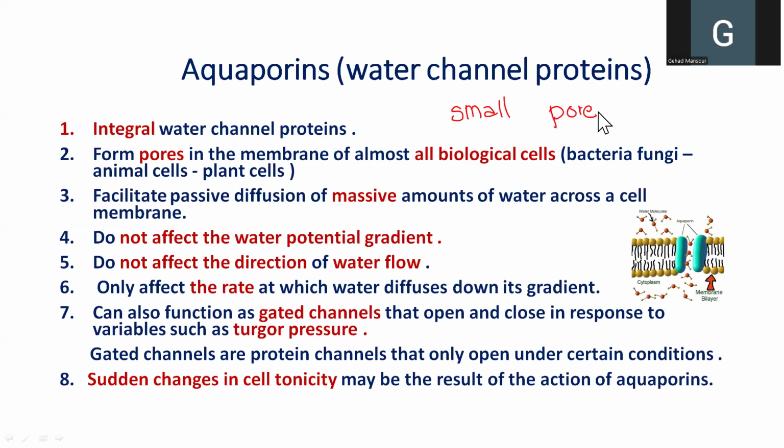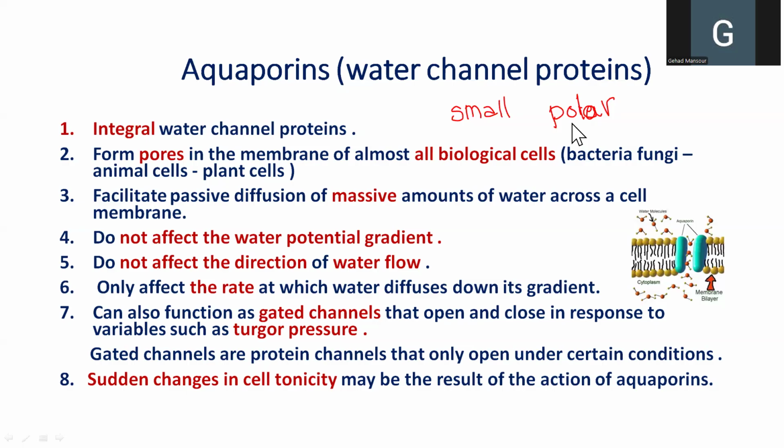So the presence of aquaporins would just increase the potential of water to pass through the cell membrane, since water molecules can pass easily because they are small molecules and they are polar molecules. The aquaporins are considered pores in the membranes, but actually they are not pores, they are channels. And they are present in almost all biological cells. So you will find them in eukaryotic animal and plant cells, as well as in prokaryotic cells.